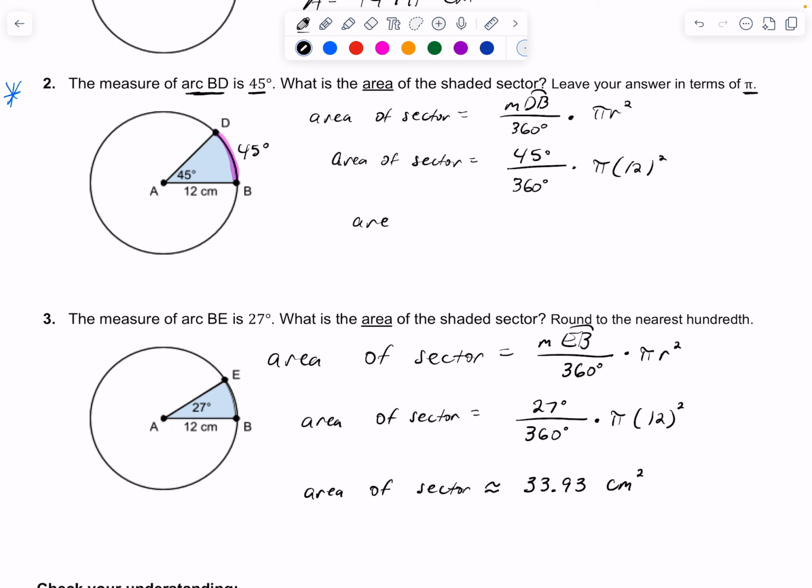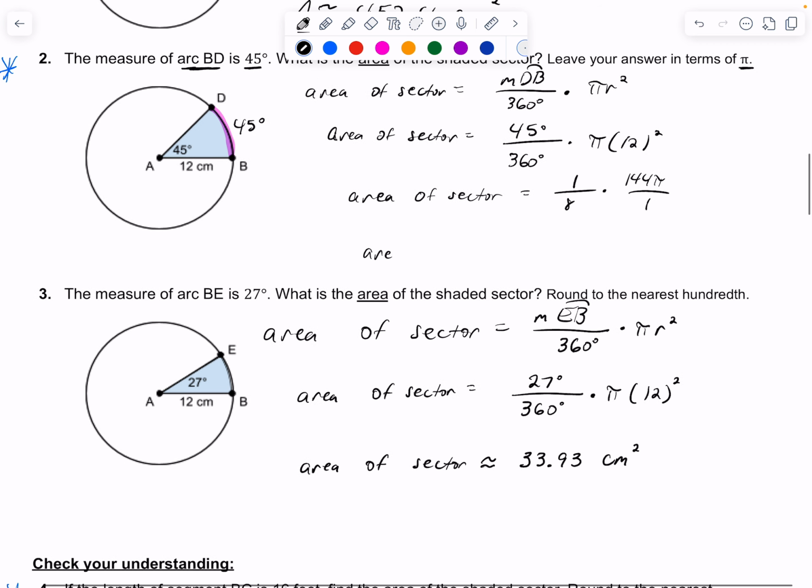So doing some multiplication, 45 over 360, what is that? I believe that's 1/8. Let's see, 320, 40, yep, 1/8 times 144 pi. And I believe 144 divided by 8 is going to be 18. So this is 18 pi square centimeters. That is the area of that sector.